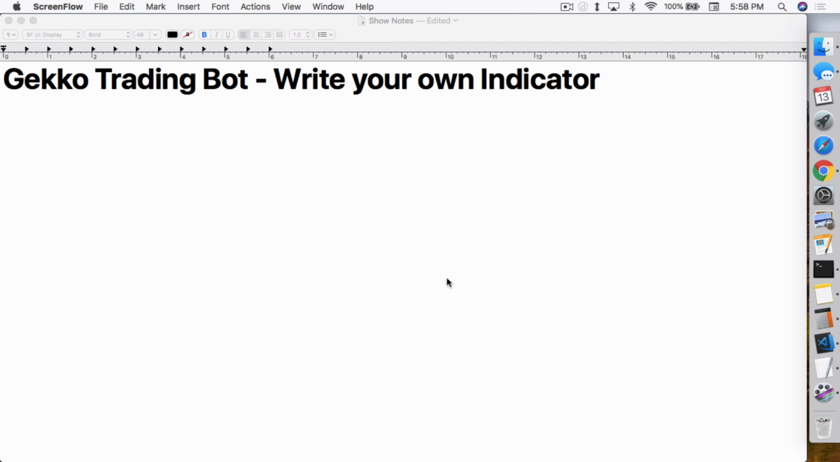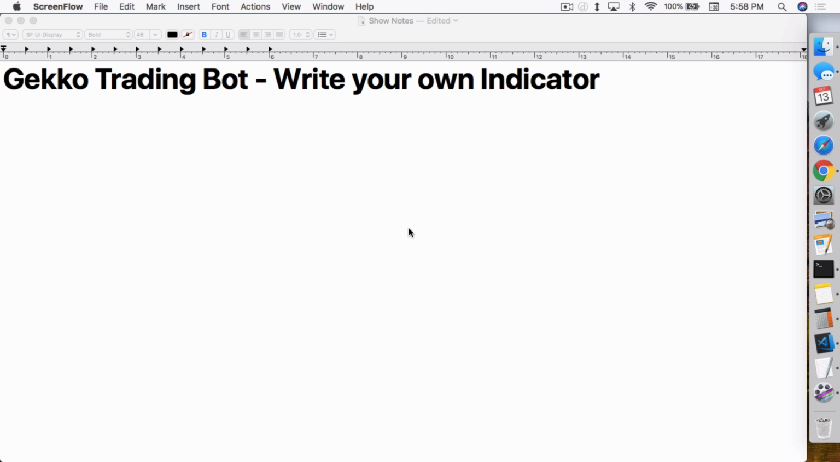Today, I want to talk about how to write your own indicator. Well, technically, it's not writing your own indicator. At least what I'm going to show you today is more like how to port over an indicator from TradingView. You can probably do this with any other indicator that you find in another programming language, if you're familiar with that programming language.